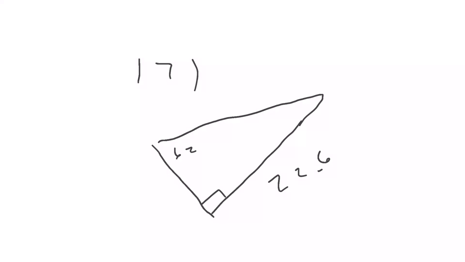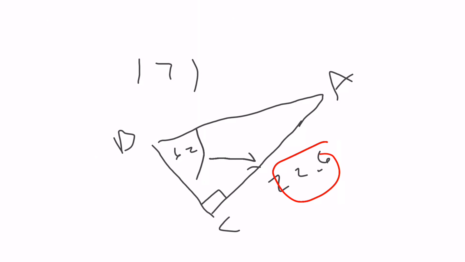So I'm starting off with problem number 17. The top left-hand corner is 62 degrees. The bottom part is 22.6. This is side C, side A is right there, and then side B. In this one, we know this angle here, so we know the opposite side. That's our opposite side, I'll put that in red. And then this is the hypotenuse.